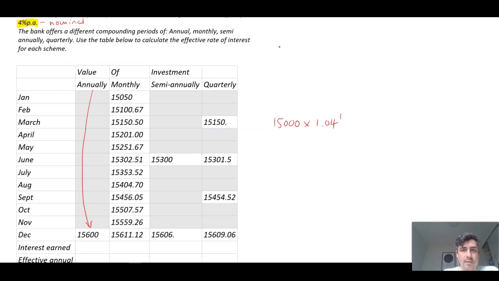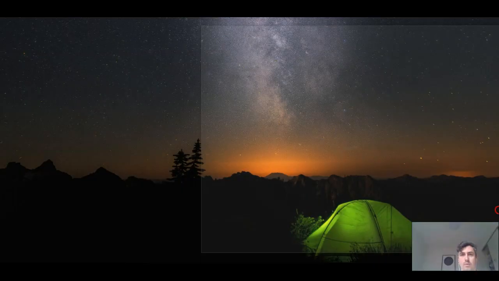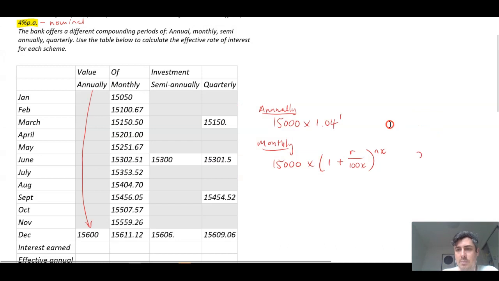With monthly, it's done step by step 12 times. So this is where you need your fancier equation where you've got (1 + R/(100x)) to the power of nx. For this, x is going to be 12, so we're going to have times by 12, and n is still 1 year. So this is 4, and this is 1 times 12 there.